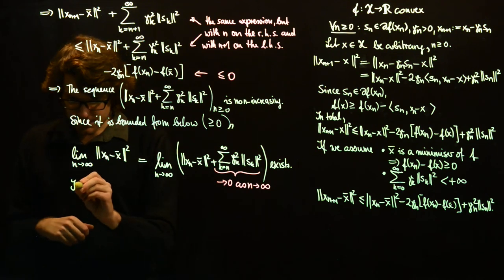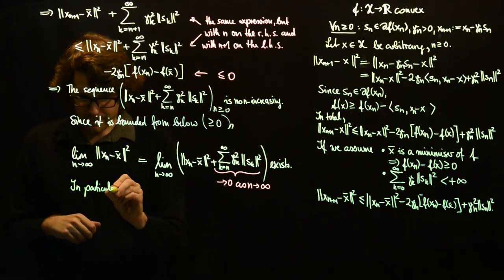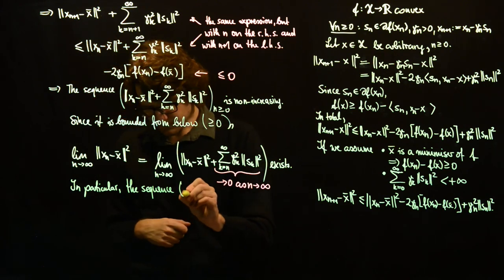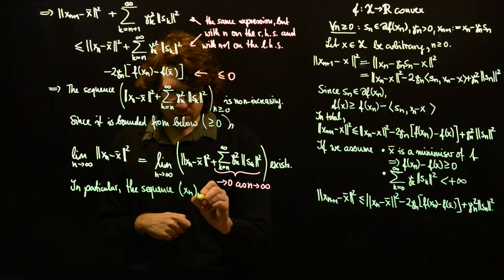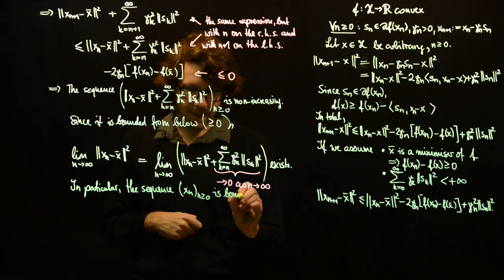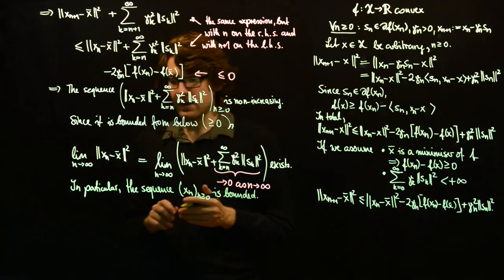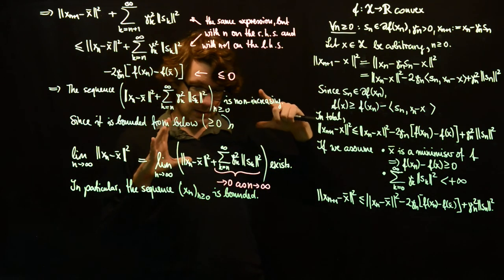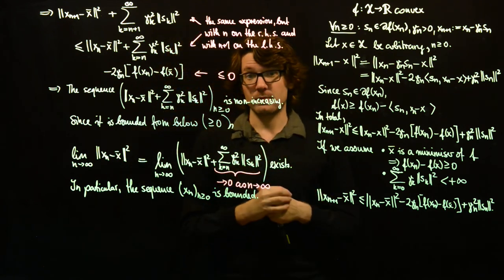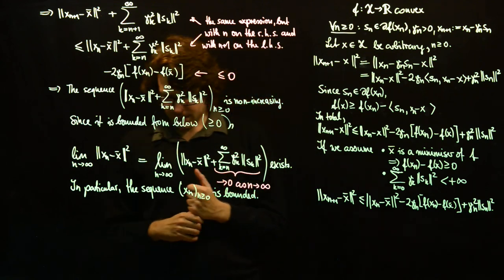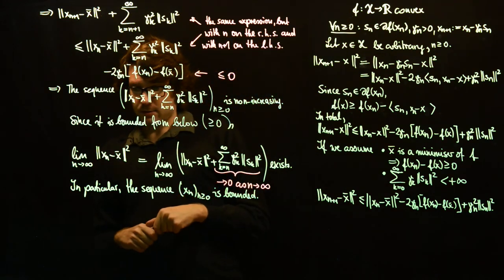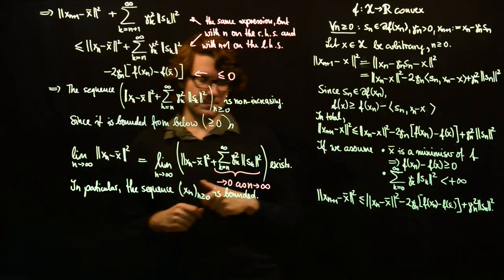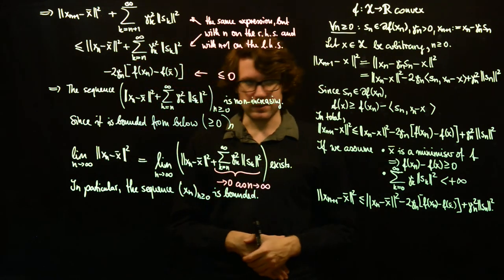One thing to note is, in particular, what this means is that the sequence xn is bounded. Okay, this is a very important observation. This means that xn cannot just do anything. It means that it stays within a finite radius of any solution. If it were not bounded, by the way, then it would take arbitrarily large values, and therefore this limit cannot exist. So this is a bounded sequence.